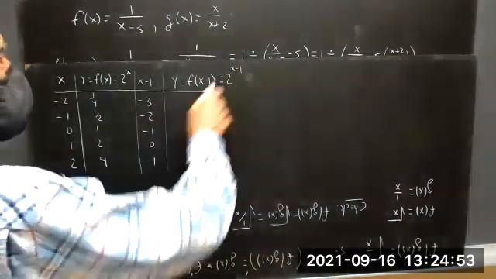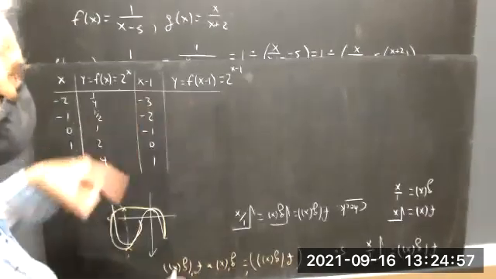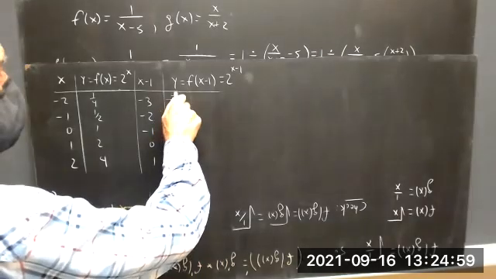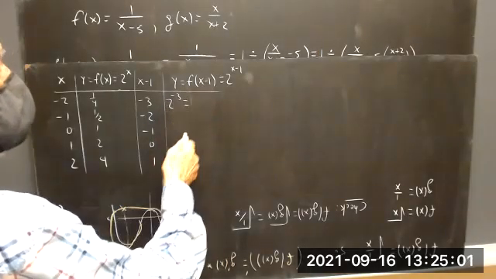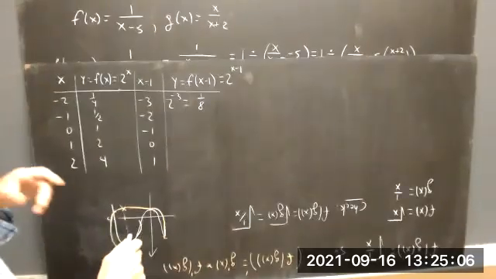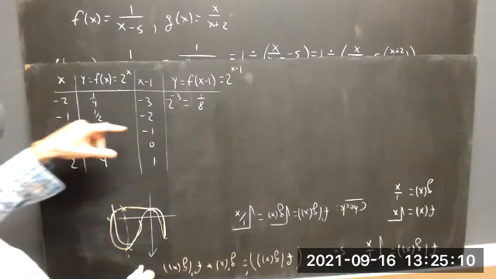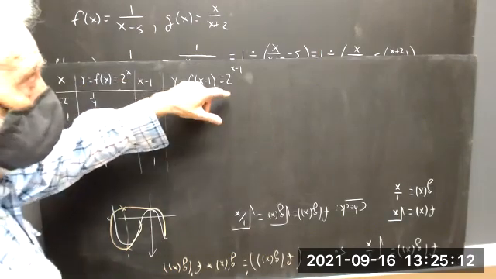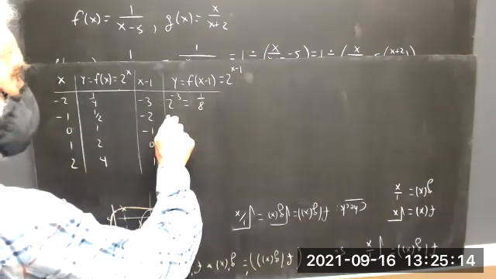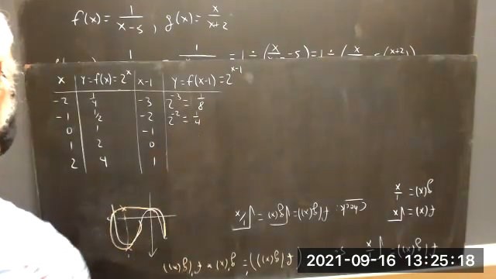So 2 to the x minus 1, if x is -2, would be 2 to the -3, which is 1/8. For x equal to -1, x minus 1 is -2. So 2 to the x minus 1 is 2 to the -2, which is 1/4.